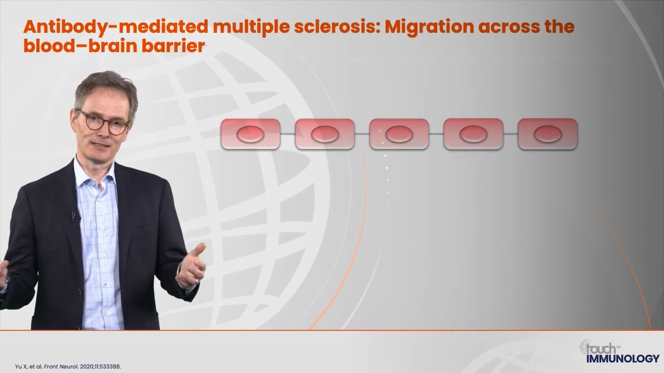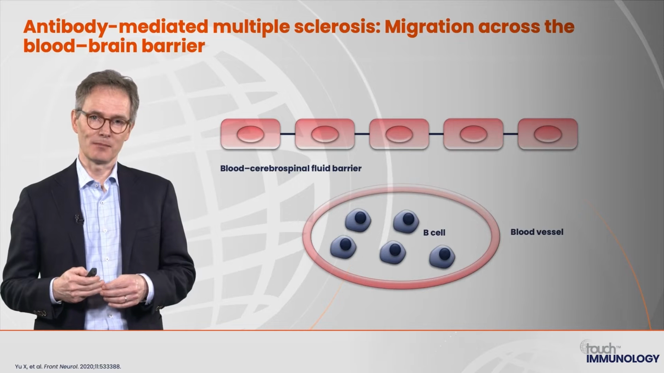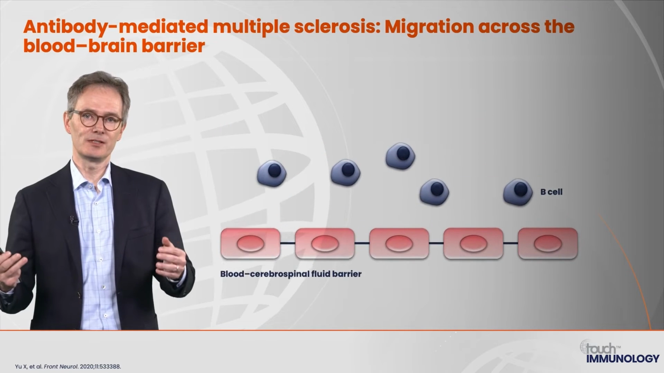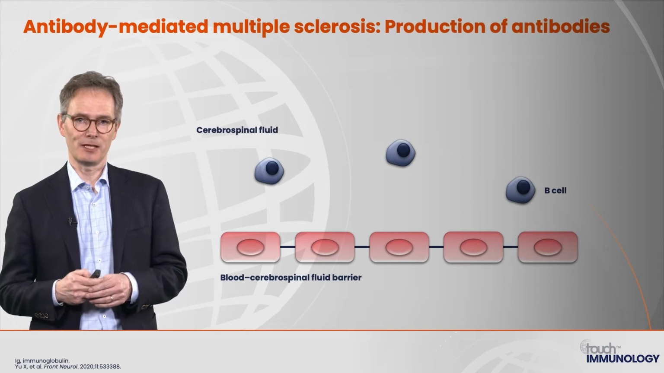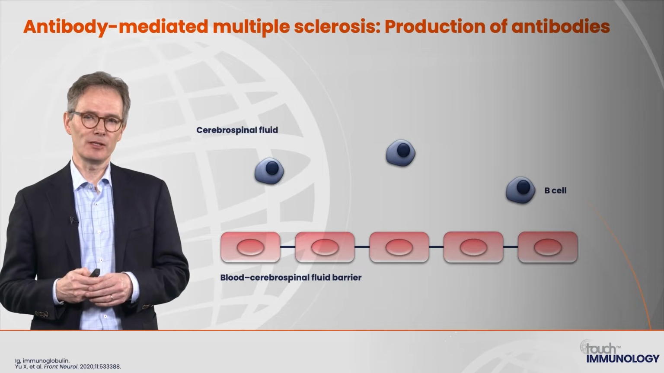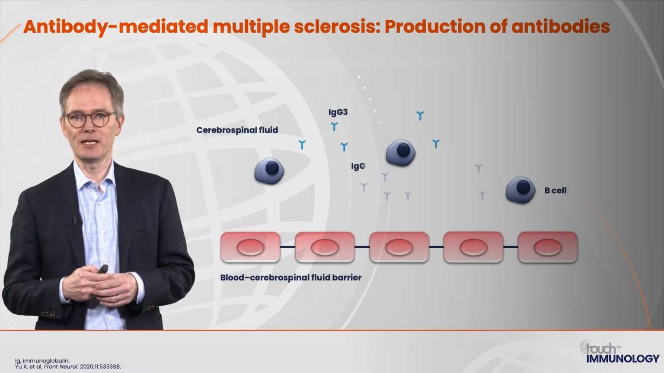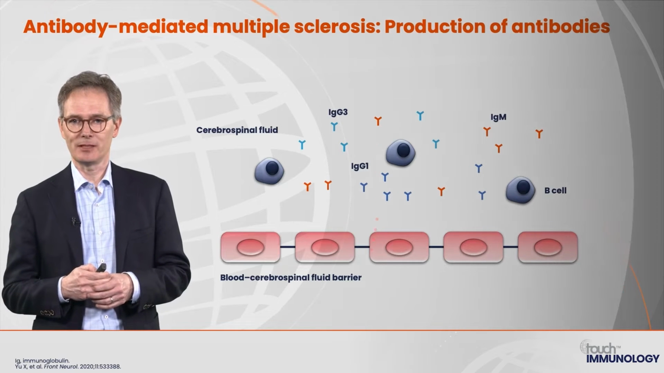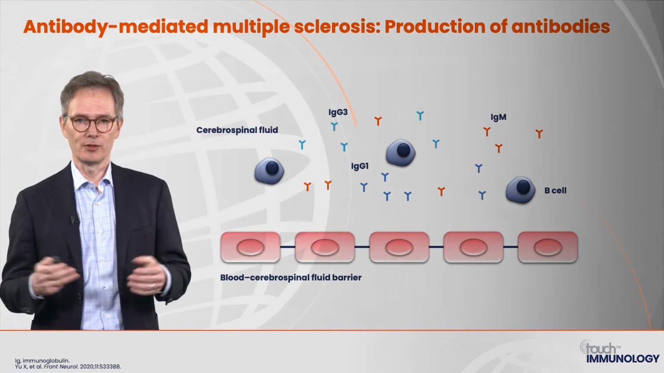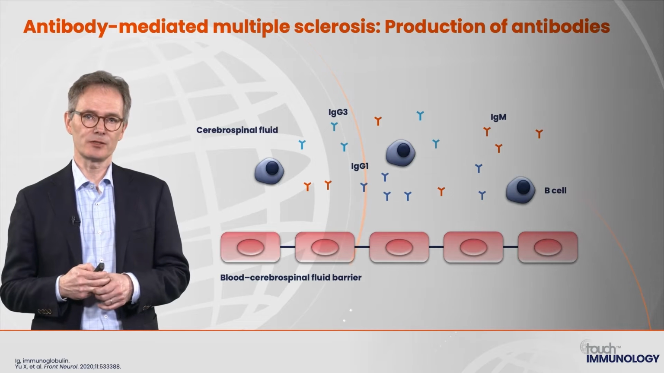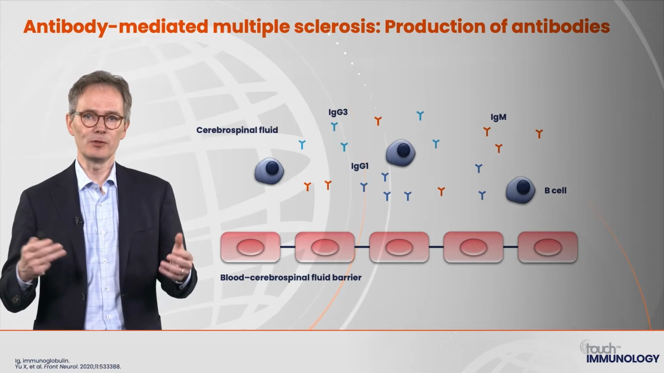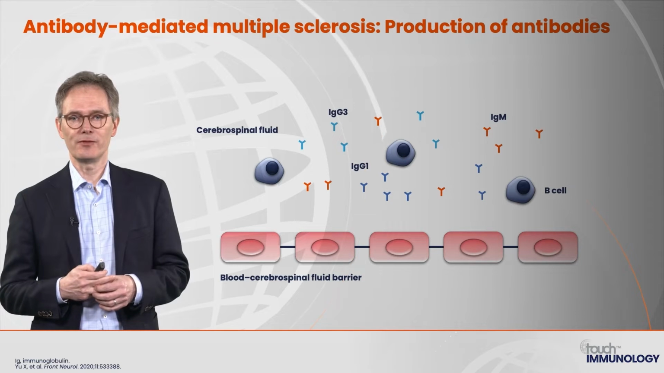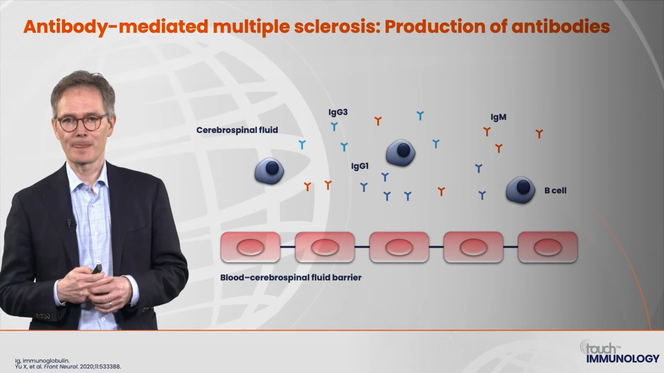But not only the T cells go into the brain, also the B cells migrate through the blood-brain barrier into the CSF and the CNS of MS patients. And there they locally produce immunoglobulins, namely IgG1, IgG3, but also IgM and IgA isotypes. This is, of course, a known phenomenon, and we use it for diagnostics of MS as an intrathecal immunoglobulin production or the famous oligoclonal bands.